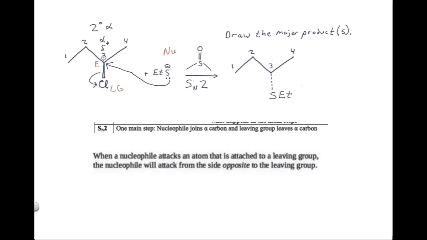When the sulfur attacks, our alpha carbon is still attached to its leaving group. So we use this rule. When the nucleophile attacks an atom attached to a leaving group, the nucleophile attacks from the side opposite the leaving group. Well, the chlorine is in front of carbon 3, in front of the page, so the sulfur has to attack from behind the page, so the sulfur ends up on a dash. It's crucial for getting full credit to draw the correct stereochemistry here at carbon 3.